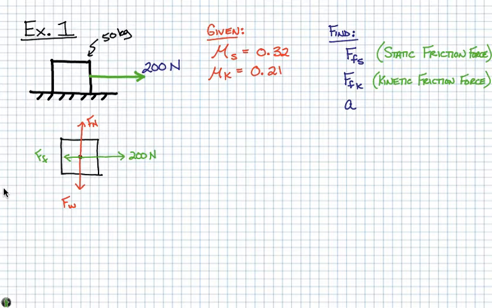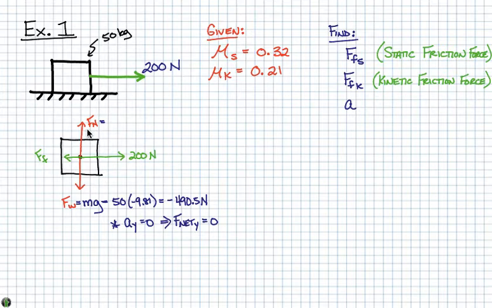Now we should be able to do some basic calculations. The force of weight is equal to the mass of the object times the acceleration due to gravity, which in this case is 50 times negative 9.81, giving us negative 490.5 newtons. So that is the weight of the object acting down. Since the acceleration in the y direction is 0, our net force in the y direction must also be 0. And in order for our net force in the y to be 0, our weight and our normal force must be equal and opposite.